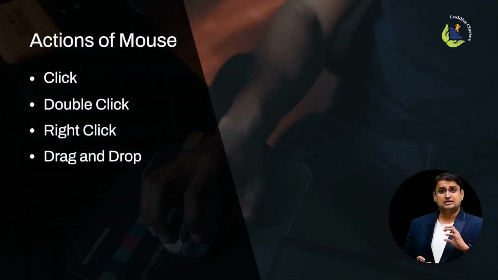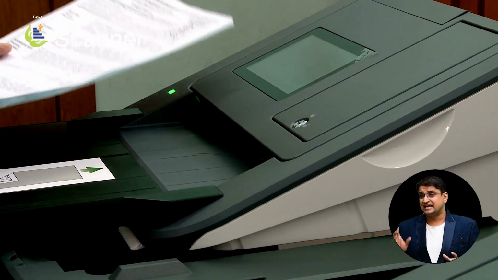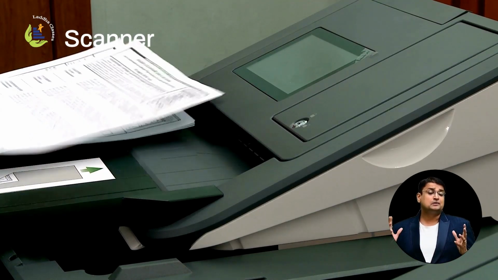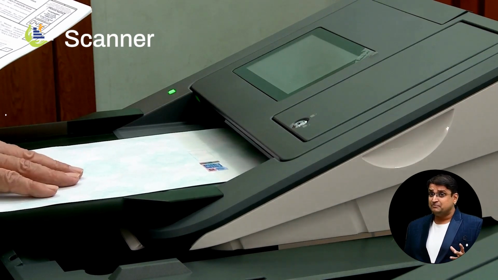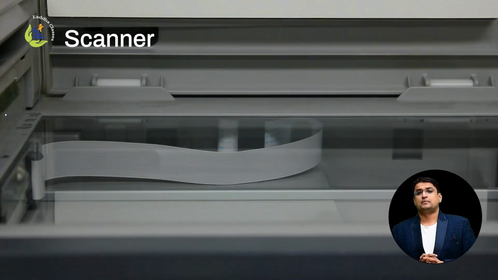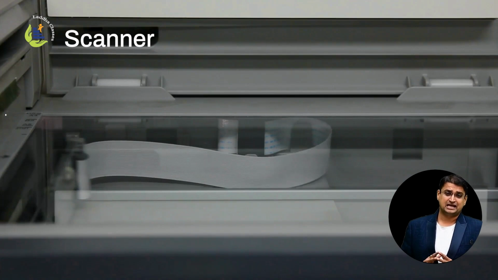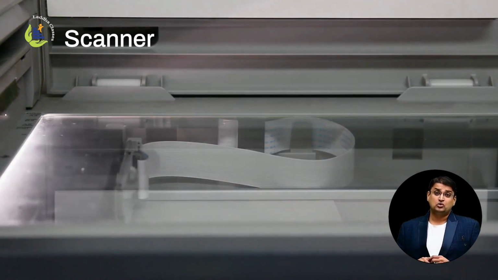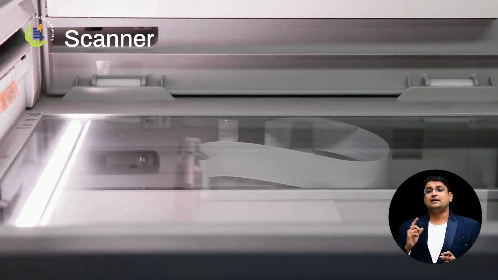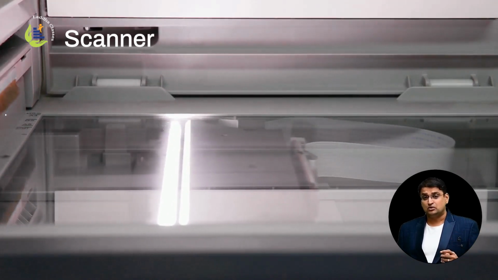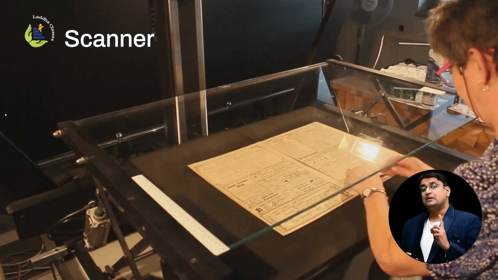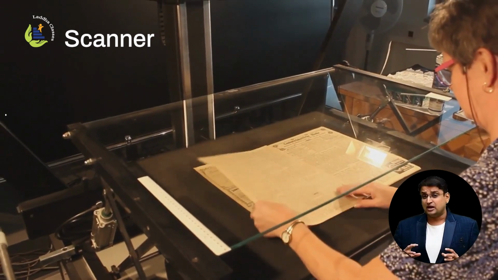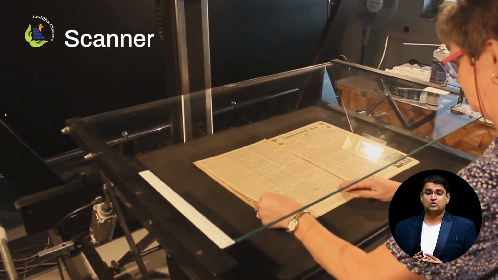Next input device is scanner. Scanner is used to convert the data and image on paper into the digital form. It is an optical input device and uses light as an input source to convert an image into an electronic form that can be stored on the computer. Scanners can be used for storing the documents in their original form that can be modified and manipulated later on.